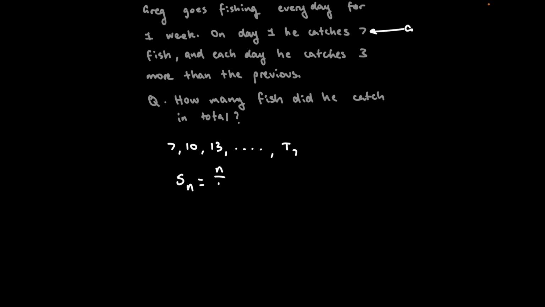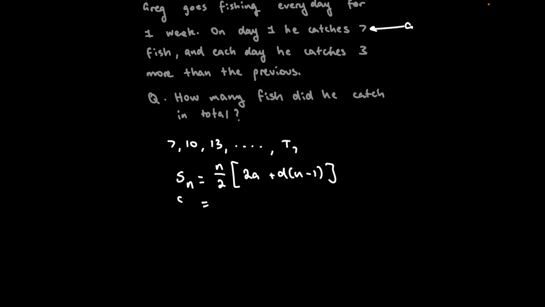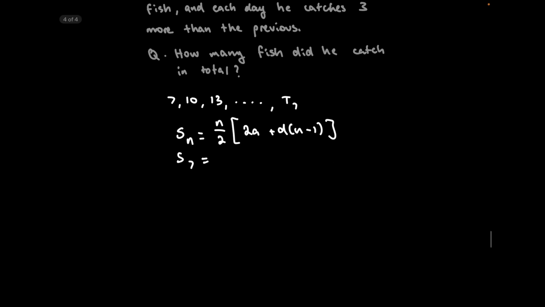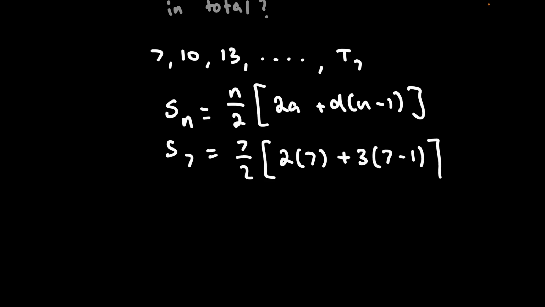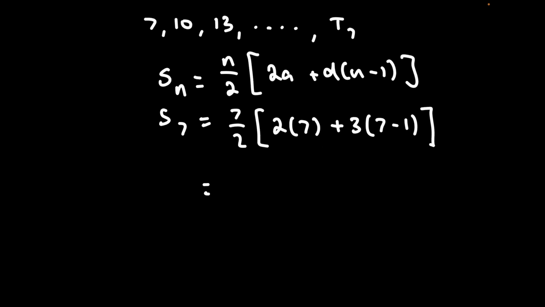So again, the formula is n divided by 2 times 2a plus d times n minus 1. And we can just sub in our values. So we want to work out what is S7. How much did he catch over 7 days? So this is the same as 7 over 2 times 2 times the first term, which is 7, plus the common difference, which is 3, times 7 take 1. So now what we have is 7 divided by 2 times 14 plus, so 3 times 6, that would be 18, like such.